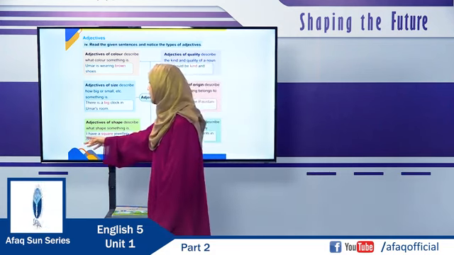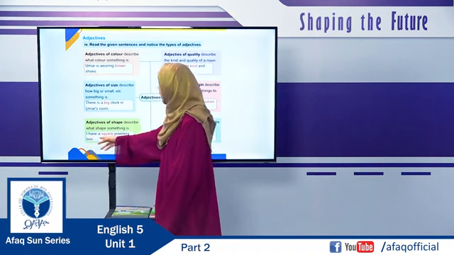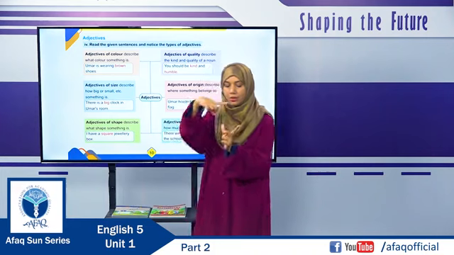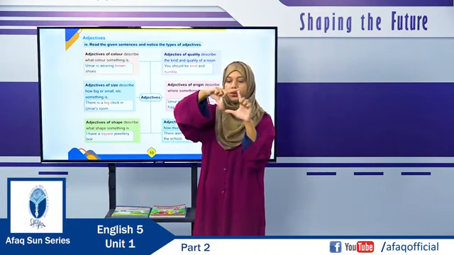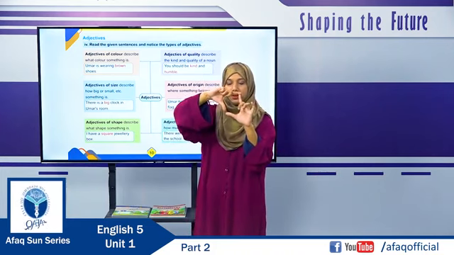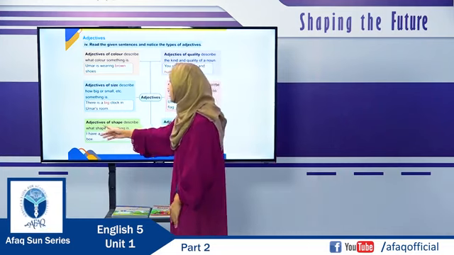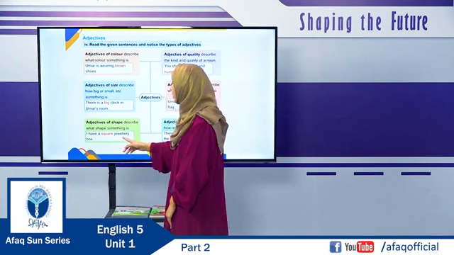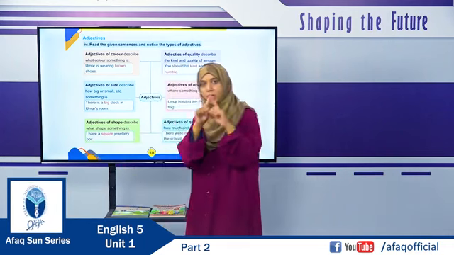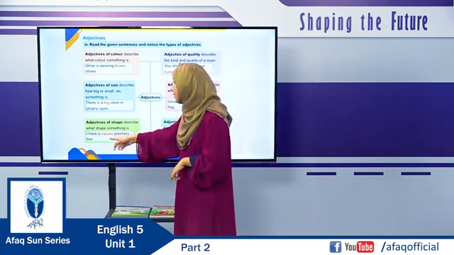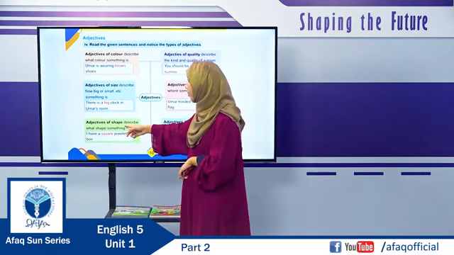Then we have this sentence, I have a square jewelry box. Square, so square is something like this, yes? Square is a shape. So square is an adjective of shape that is describing the jewelry box. So the shape of the jewelry box is square. So square is an adjective of shape.